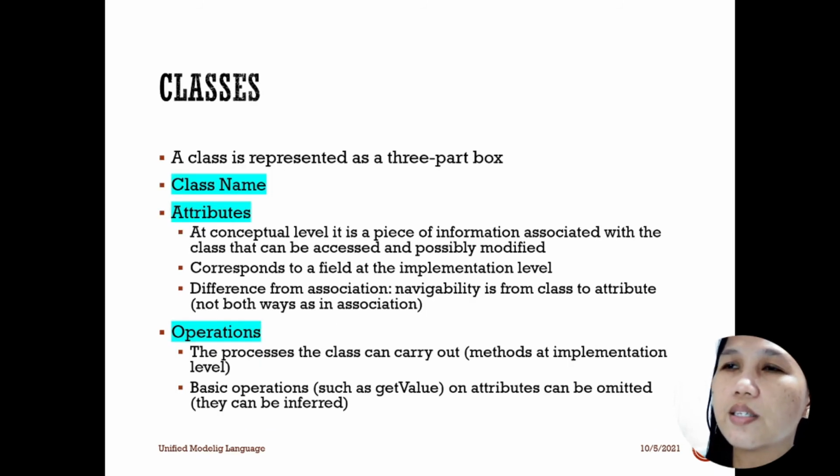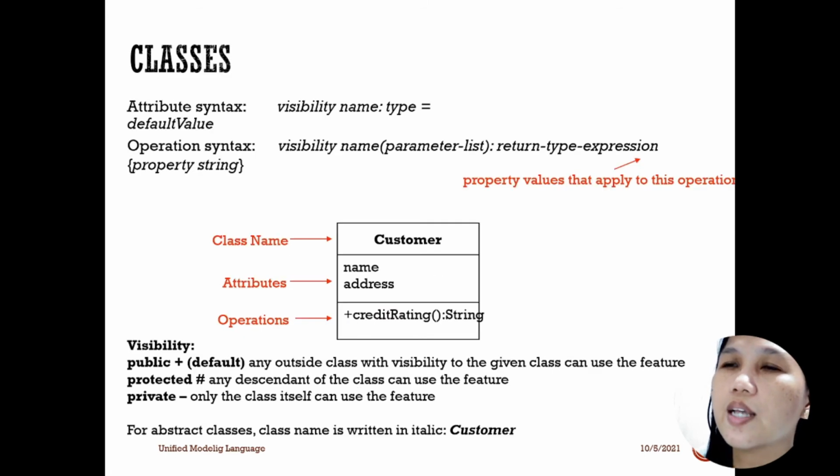A class is represented as a 3-part box. We have the class name, the attributes, and the operations. So here is an example of a class. In our diagram, the class name is customer, the attributes are name and address, and the operation is plus credit string. For the operation syntax, we have the visibility, name, the parameter list, and then the return type expression property string. The attribute syntax is visibility, name, type, equals default value.